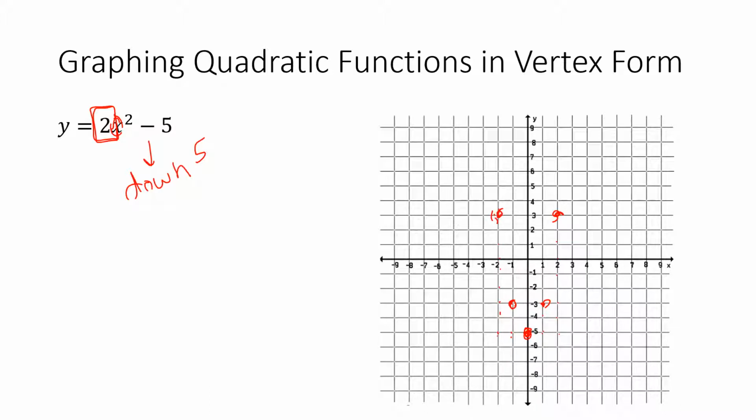So here my graph is narrower than the other ones we've been graphing because we have stretched it out vertically. That's what that 2 does, it doubles the original pattern. Okay, I want you to try this one. Y equals 3x squared minus 9. Go ahead and pause the video. Try this one on your own, and when you're ready to check your answer, press play.